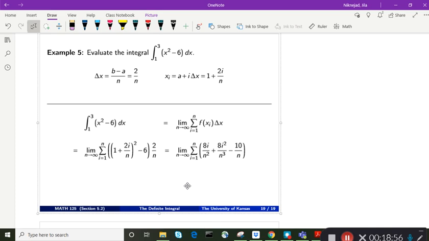You can take this a little further, expand the binomial (1 plus 2i over n) to the power 2 and clean it up. And then you can use the three formulas that we used in 5.1, and replace the values out of those formulas. There were three formulas that we proved, and you get this answer at the end.